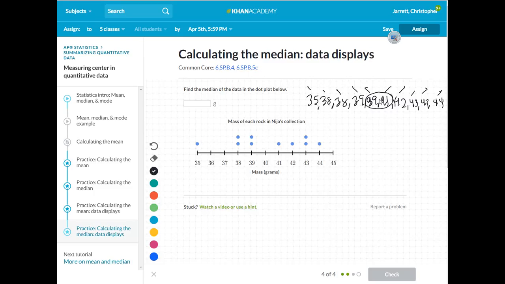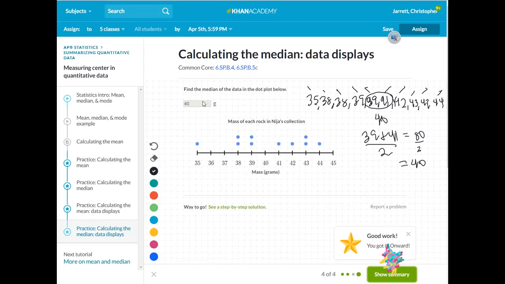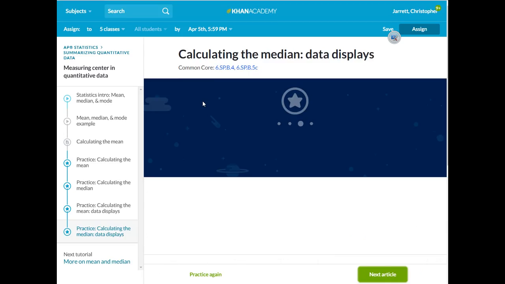So 39, 40, 41. I know the answer is 40 because 39 plus 41 is going to give you 80. You're supposed to divide that by 2. And 80 divided by 2 is 40. So my median would be 40. So that's the gist of the skill.